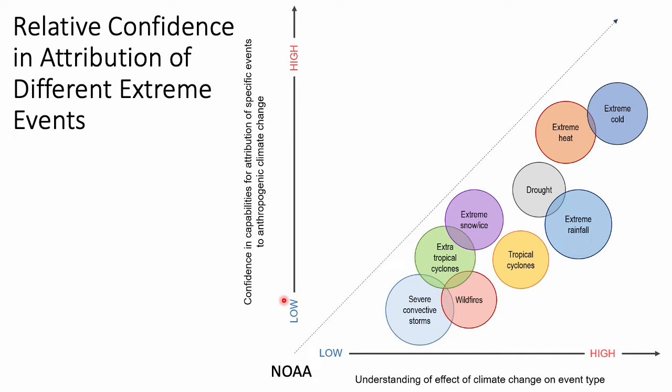So it's basically showing you how well we understand the events and how well we can attribute changes to man-made climate change. So as I said, severe convective storms are in this lower end, combined with wildfires. And the upper end is basically large-scale extremes that last longer, like heat waves, extreme heat, or extreme cold events and droughts. So there's an urgent need to better understand how severe convective storms might change under future conditions.